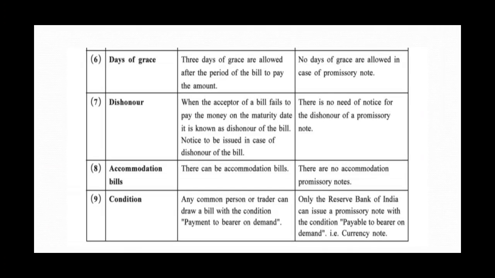Then accommodation bill. There can be accommodation bill. There are no accommodation promissory notes. And last is condition. The common person or trader can draw a bill with the condition payable to bearer on demand only. The Reserve Bank of India can issue a promissory note with the condition payable to the bearer on demand, that is currency note.